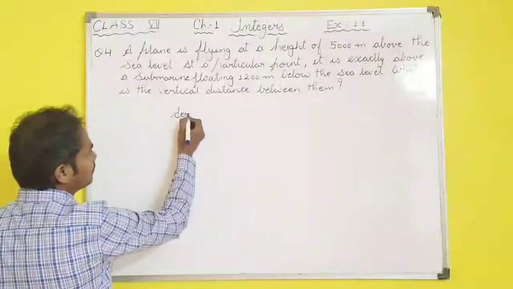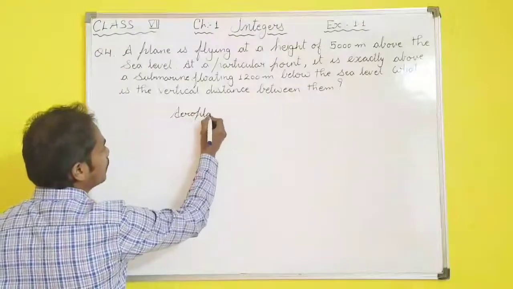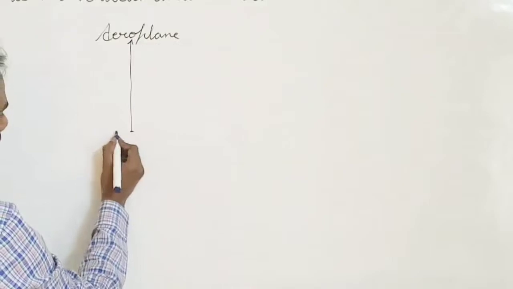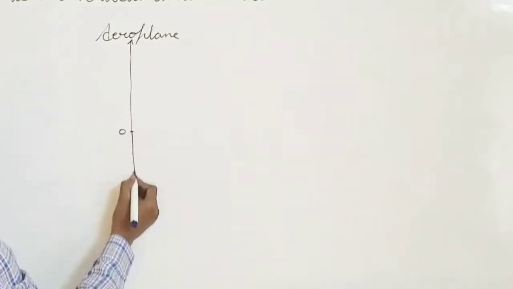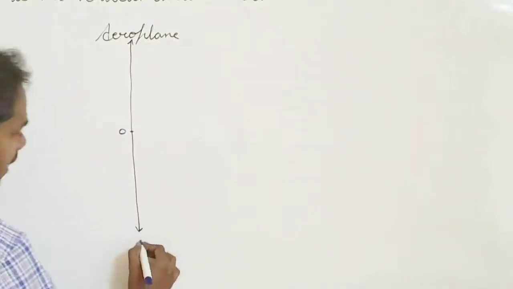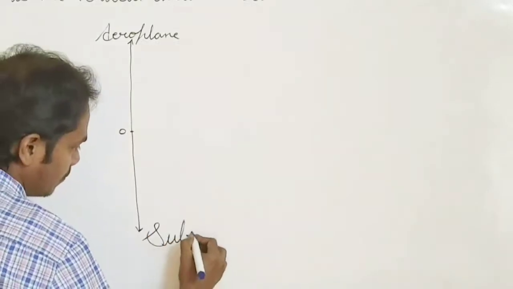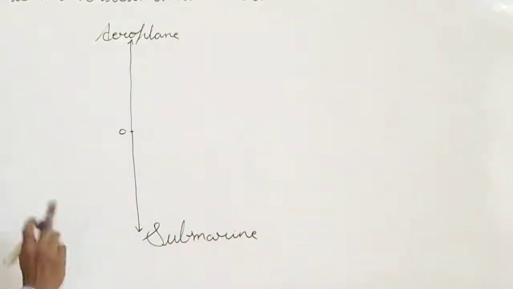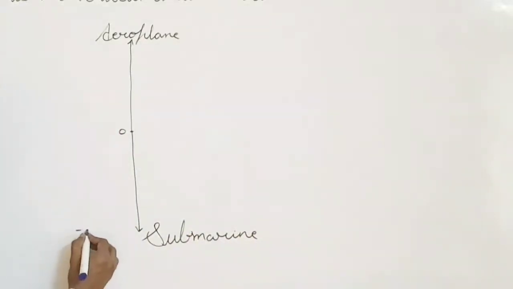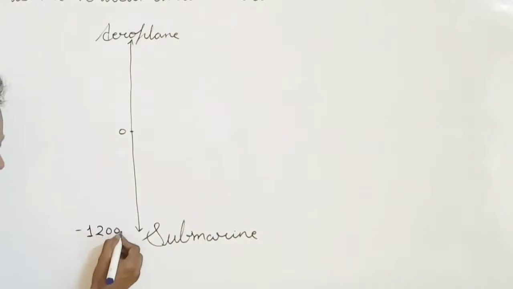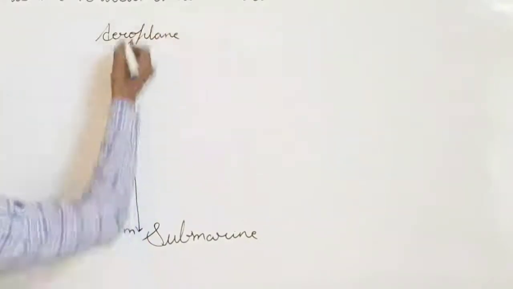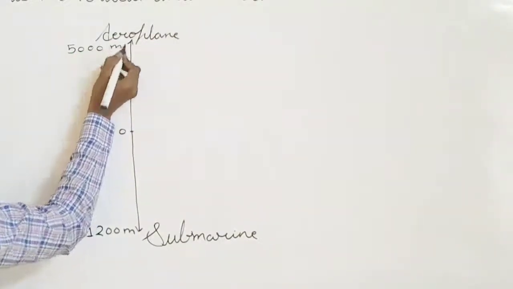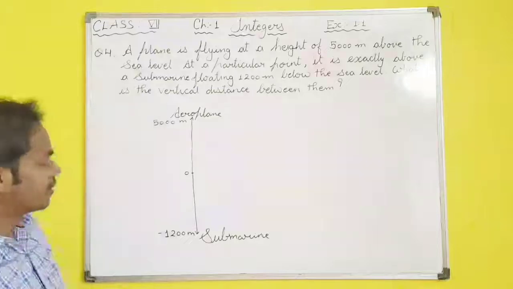Suppose I am writing, your aeroplane is flying here. This is your sea level and the submarine is floating (1200 meter below the sea level). So below the sea level means minus 1200 and above the sea level means your plane is flying at a height of 5000 meter above the sea level.